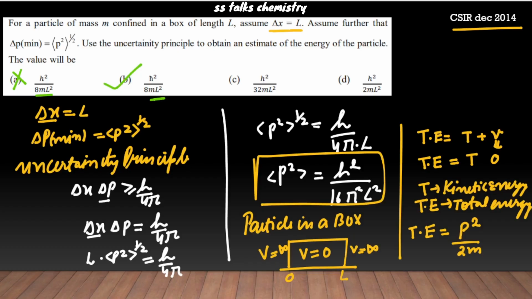Similarly, in the third option you see it is h square, but no pi term is included in this, so that's why it becomes incorrect. Here also it is h square upon 2 ml square, again it becomes the incorrect one. Okay, I hope it's clear.